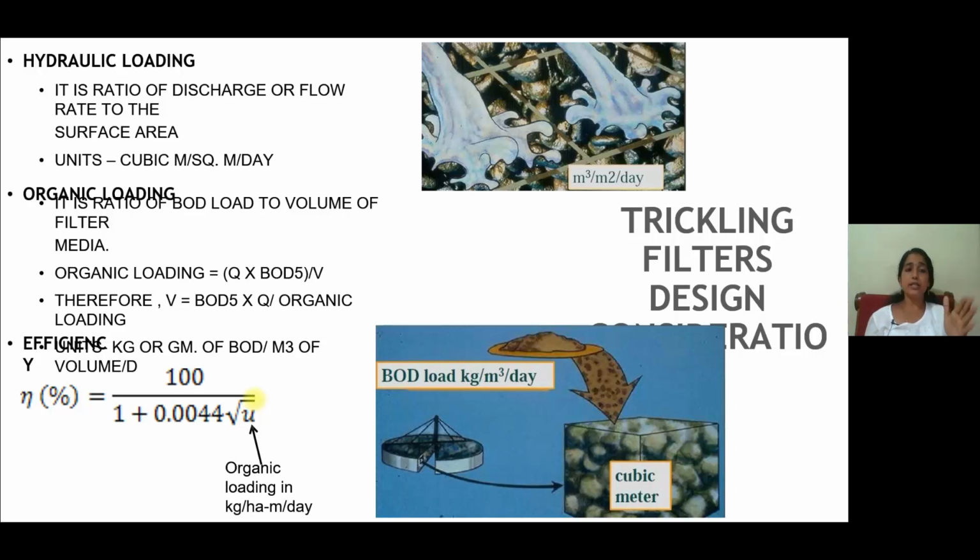Organic loading is the ratio of BOD load to volume of the filter media. That is, organic loading is Q into BOD5 divided by the volume. Therefore, volume V is equal to BOD5 into Q divided by organic loading. Then the efficiency is equal to 100 divided by 1 plus 0.0044 root U, where U is the organic loading in kilogram per hectare per day.